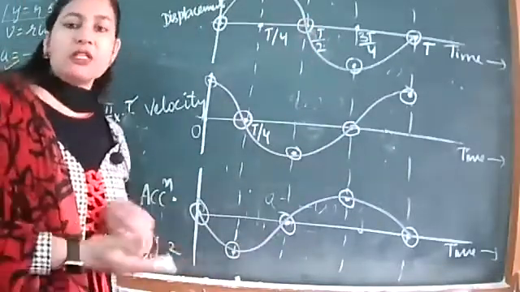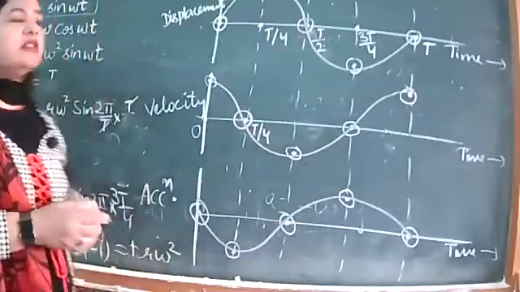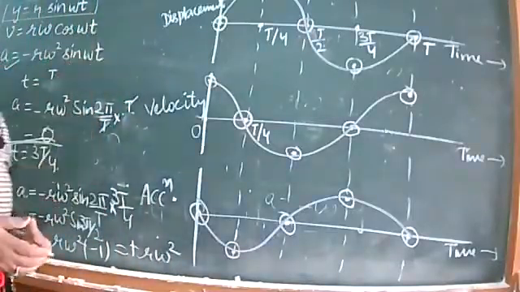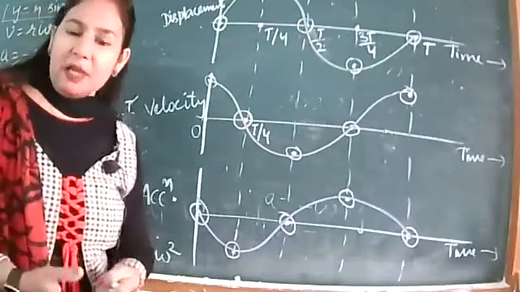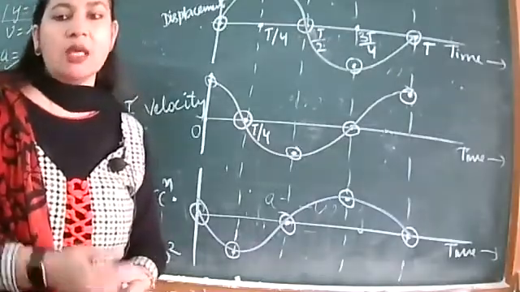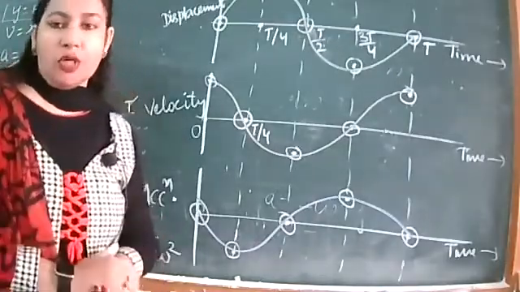बिल्कुल एक दूसरे का रिवर्स है. So that means the phase difference between sin omega t and minus sin omega t, that is the phase difference between displacement and acceleration in SHM, is 180 degrees. So note it down.